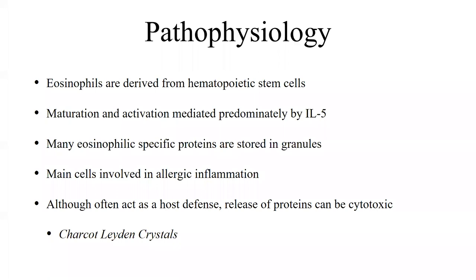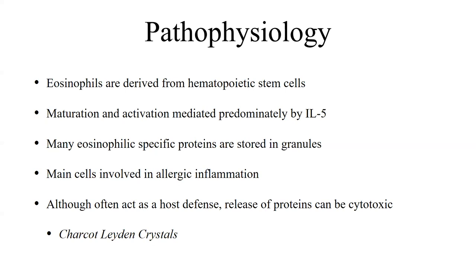The other thing that's pretty common in eosinophilic cells are the granules. These contain specific proteins involved in their defense mechanisms. They're also the main cells involved in allergic inflammation. And of course, they act as a host defense, and the release of those proteins from the granules is what aids it in doing that. Now, in these disease processes, extensive release of these proteins can be cytotoxic to the body's own cells. When the eosinophils have matured, they normally reside in the tissues of the body, and then they'll be released into the bloodstream to go to their target organ when needed.